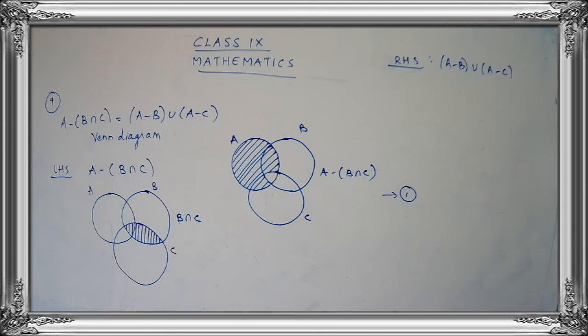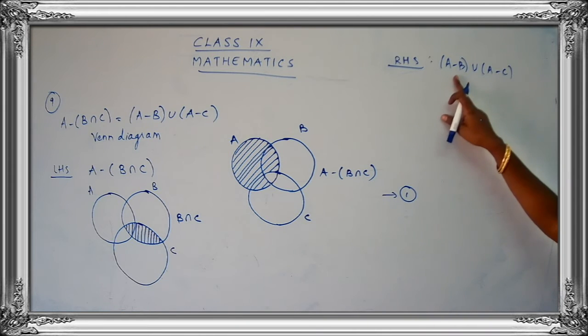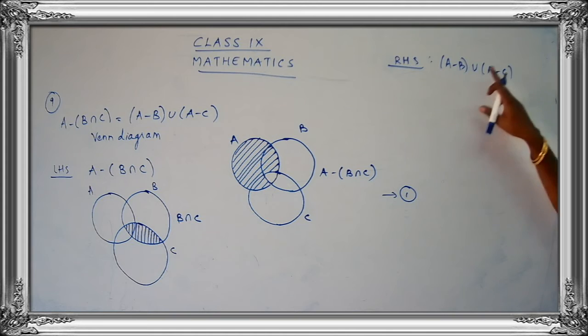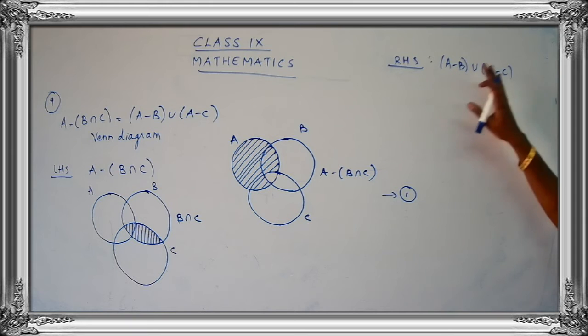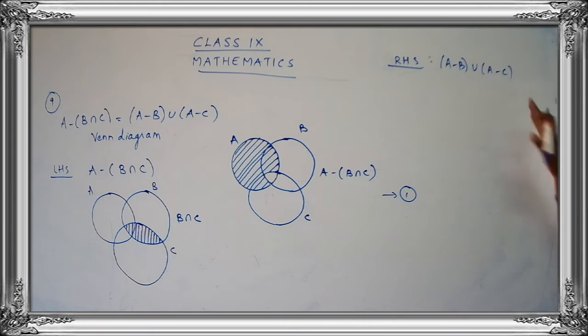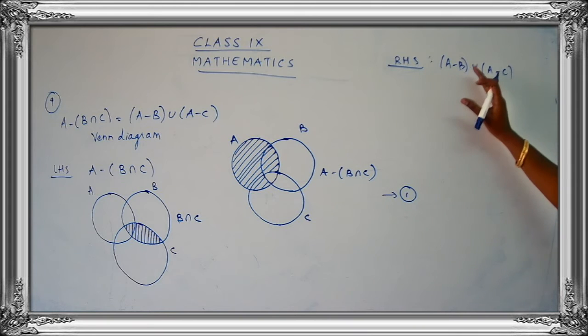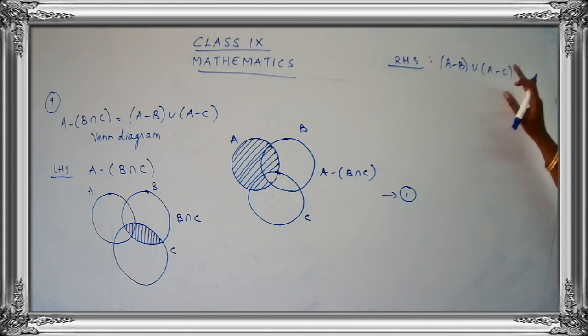Here we are going to deal with 3 sets. The first one you are going to show for A minus B. The second one you are going to show for A minus C. And the third one will be a combination of A minus B union A minus C. What are you going to do first? A minus B. What are you going to do second? A minus C. And what will be the third one? You are going to take the union of A minus B and A minus C. Get ready with the RHS part.